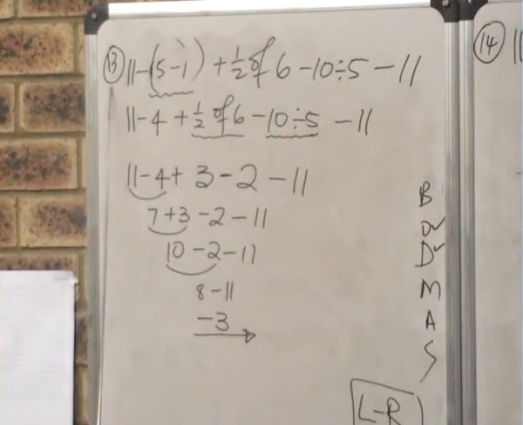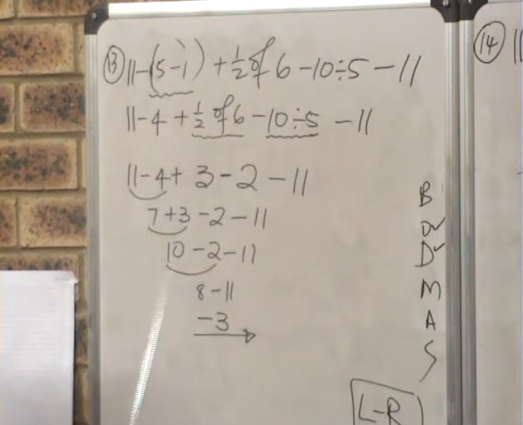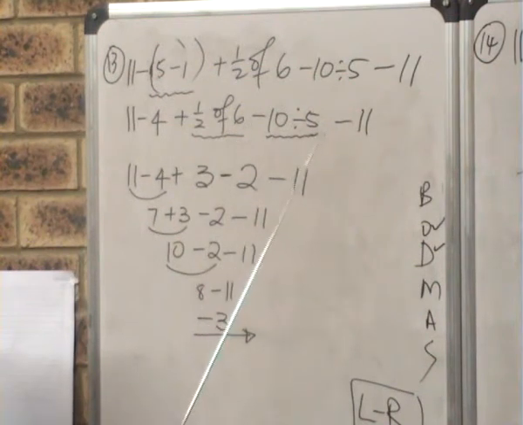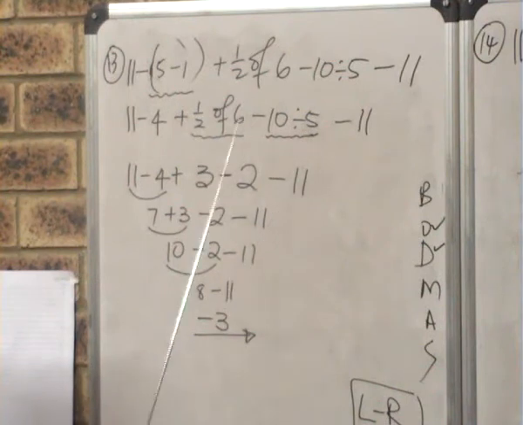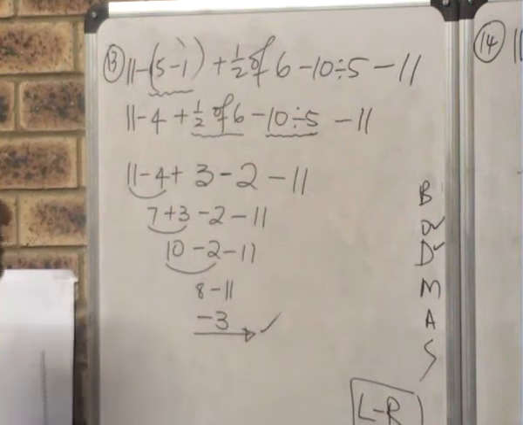Alright, so a quick check. 11 minus (5 minus 1), 4 plus half of 6 minus 10 divided by 5 minus 11. Always check your work. 11 minus 4 plus half of 6 is 3. There's your minus sign here. 10 divided by 5 is 2. Once again, somebody could say, well, that's minus 10 divided by 5. Quite correct. Well, minus 10 divided by 5 gives you minus 2. Minus 11. And then 11 minus 4 is 7. 7 plus 3 is 10. 10 minus 2 is 8. 8 minus 11 is minus 3. So it is correct.